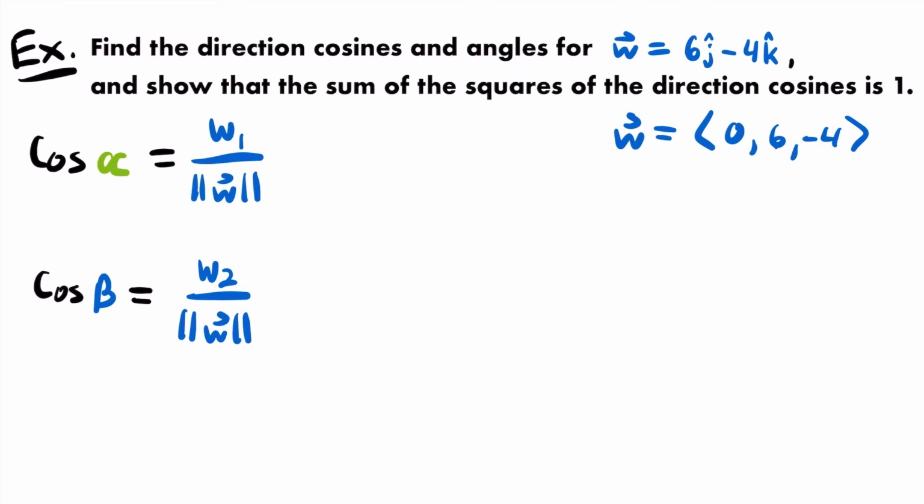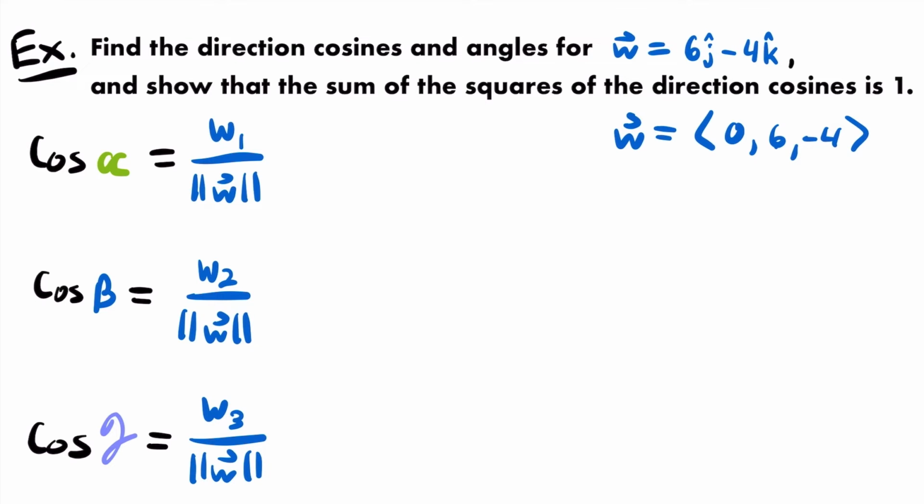And then finally, our third direction cosine will be cosine of gamma, and gamma represents the angle that our vector makes with the positive z-axis. And that will be equal to the z component of our vector, w3, divided by the magnitude of that vector. All right, so if you want to find the angle that your vector makes with the positive z-axis, you want to use the z component of that vector and divide it by the magnitude of the vector.